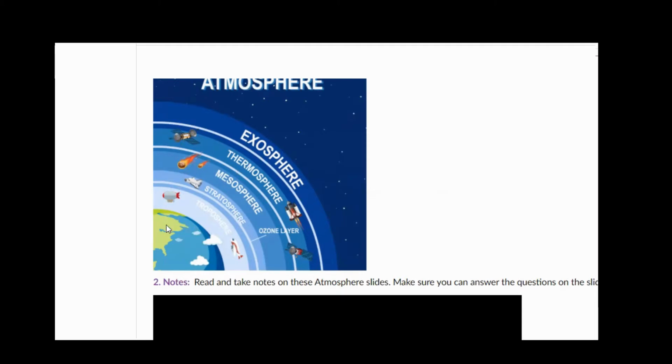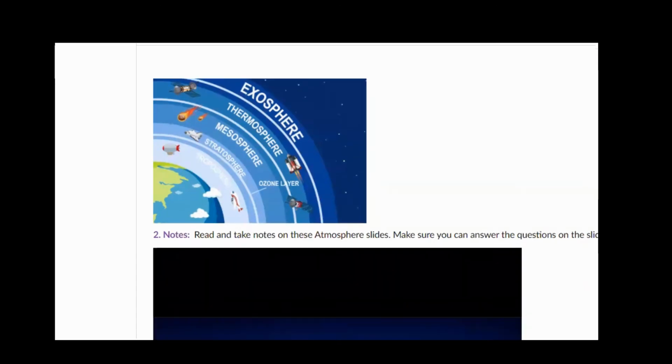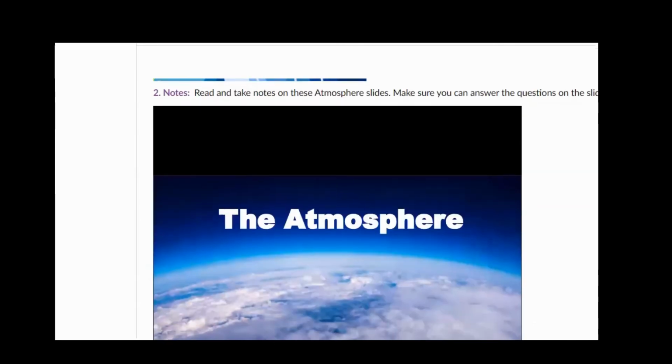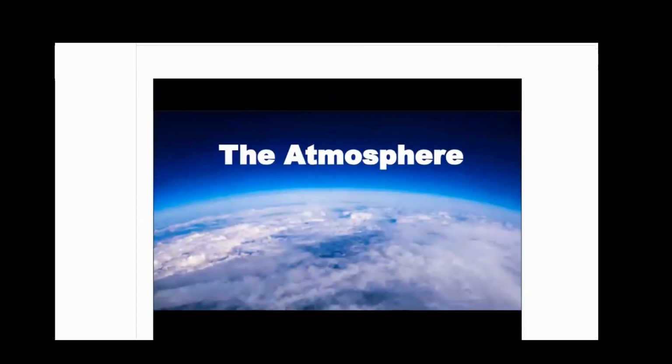You have the Earth down here, and then the layers working your way out towards space. And then there's some little images in here of different things that happen in each of those layers. So this is going to make a little bit more sense to you after we go through the notes. You can come back and double check this again. But let's get through the atmosphere notes for now.